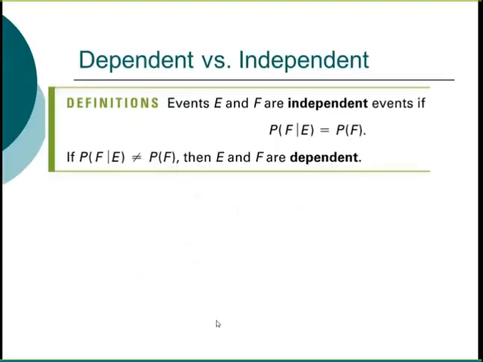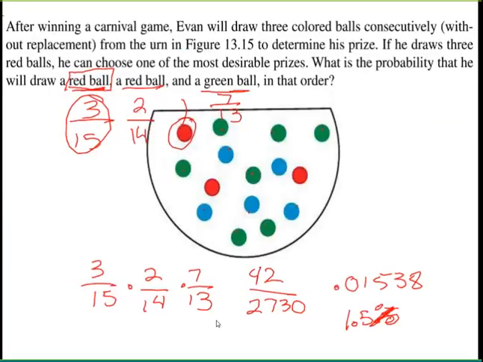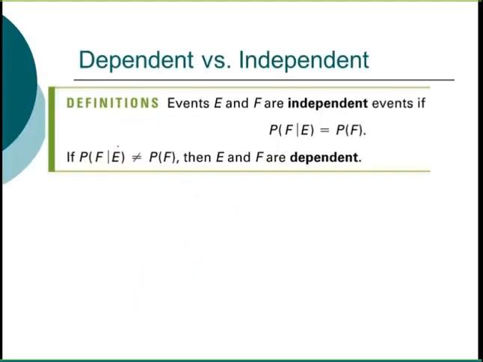Okay. Here we go. Independent versus dependent. The last situation was a dependent situation because as I took a ball out, the next one depended on the fact that I just took one out, and the top also depends on the fact that I took a red ball out versus a green ball. So this is dependent. We also have independent events.